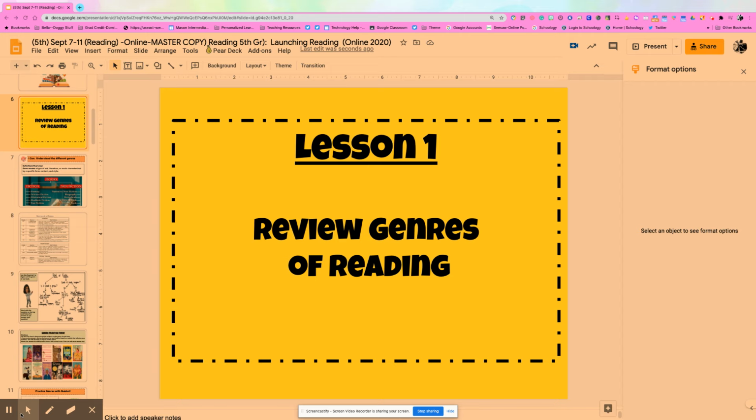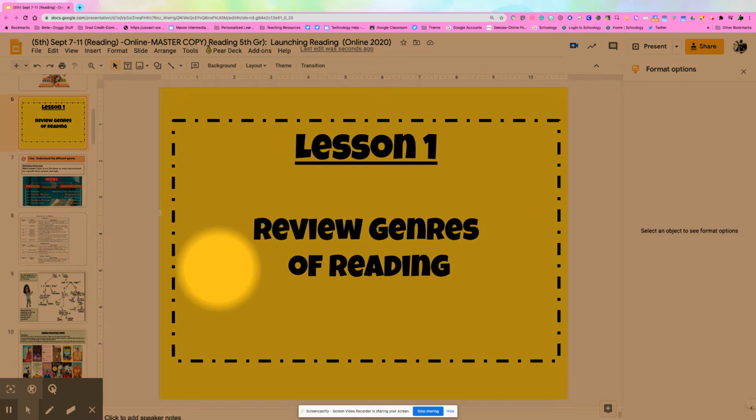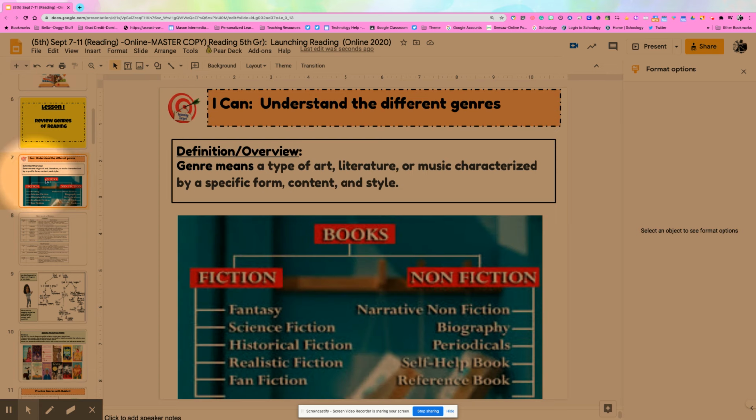So, this lesson is about reviewing the genres of reading. You have been learning genres of reading for a while now, so hopefully, this lesson is just a quick review. When we think about our I can statement, your goal is to understand the different genres. A genre means a type of art, literature, or music characterized by a specific form, by content, meaning what's inside, or the style of writing.